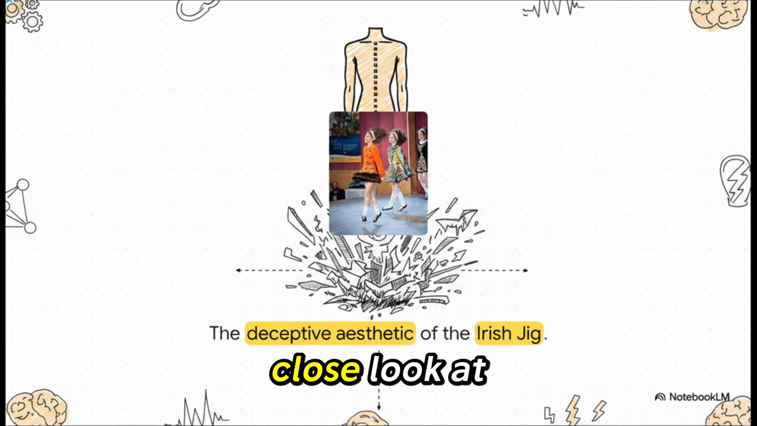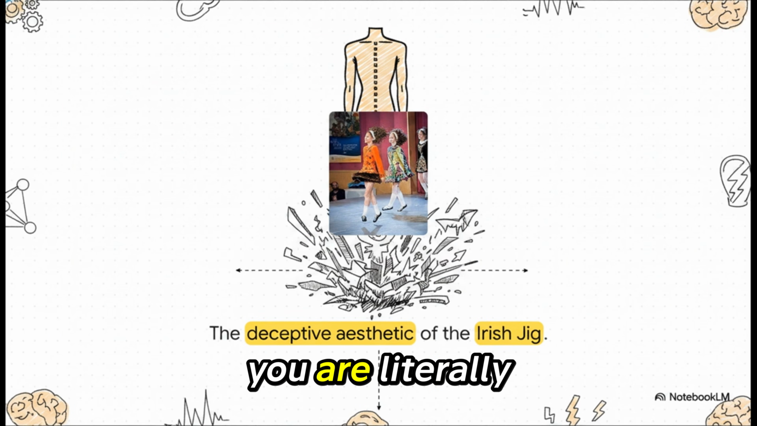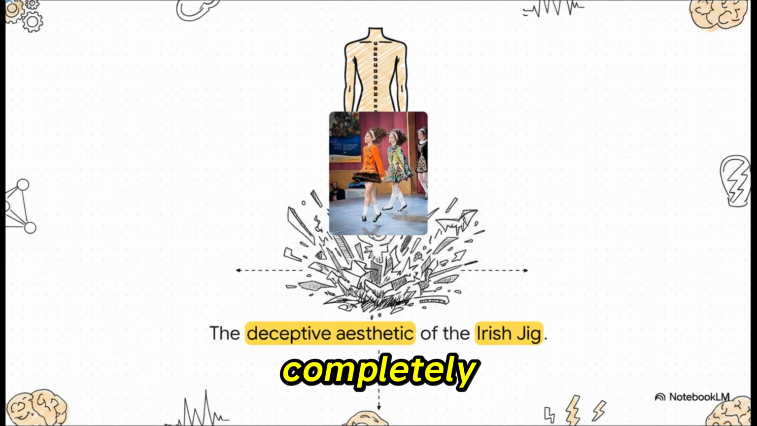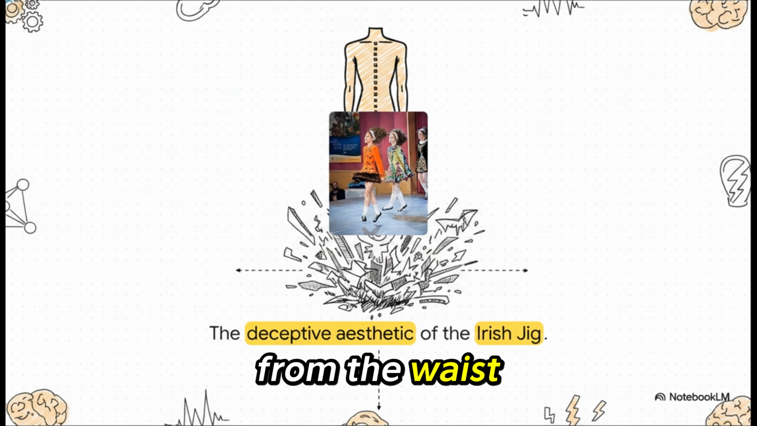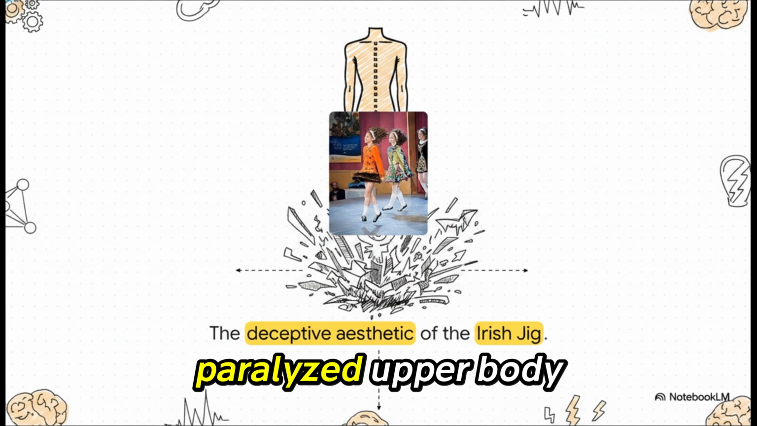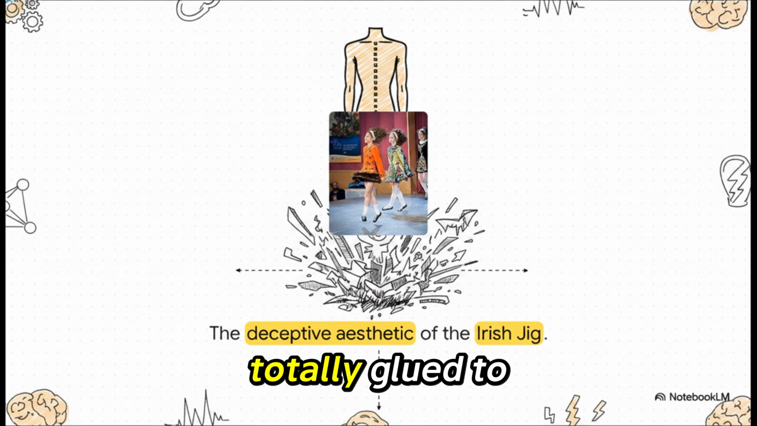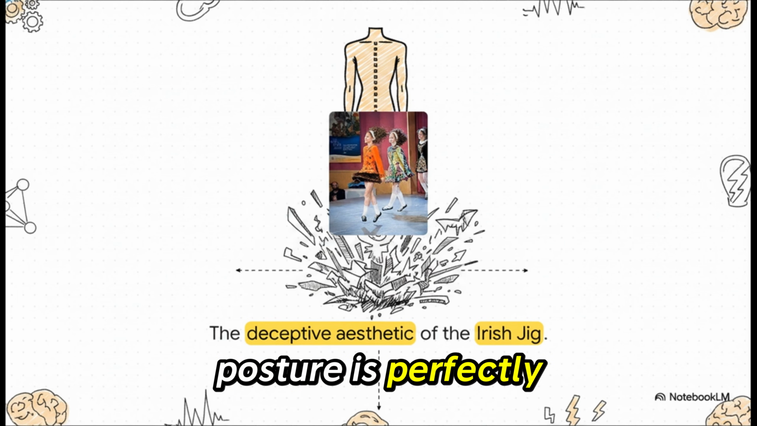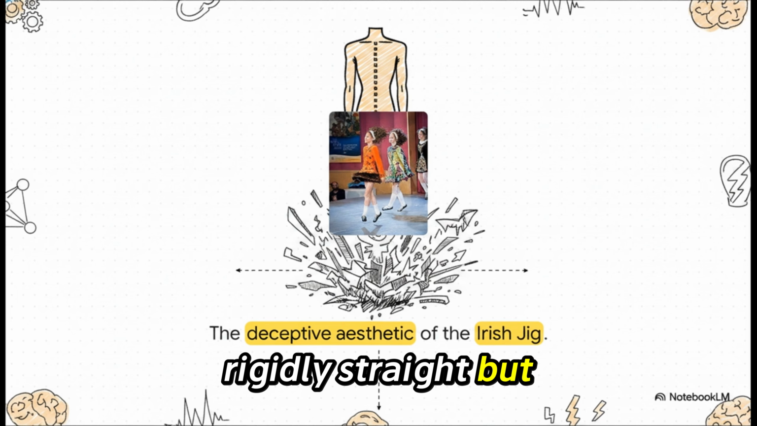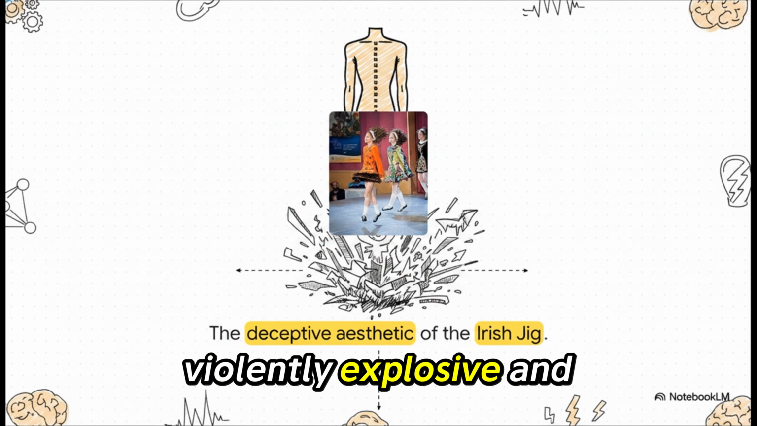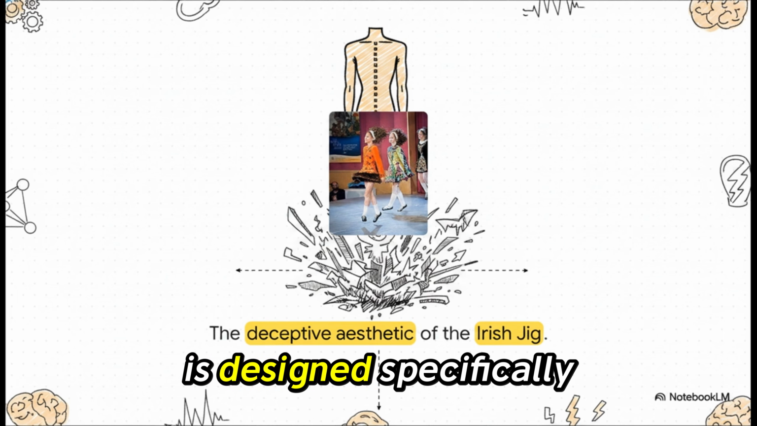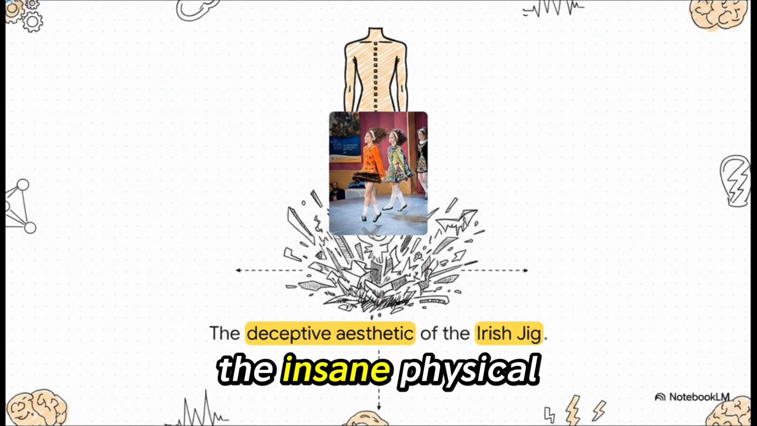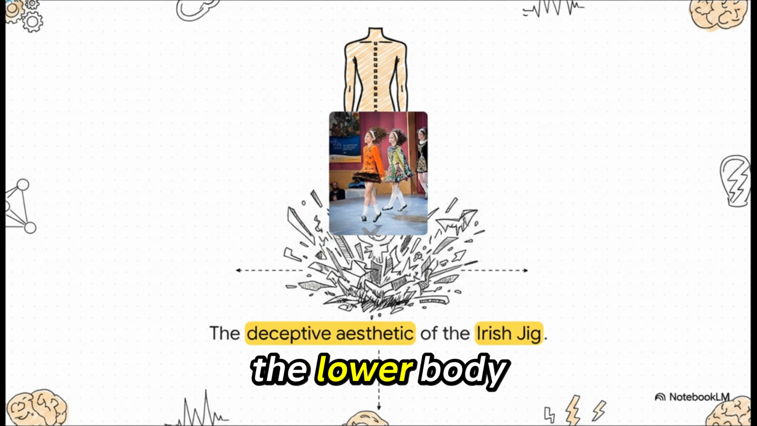Just take a close look at the dancers. You are literally witnessing a profound visual illusion. It's like 2 completely different systems are operating at the exact same time. From the waist up, it's a perfectly still, almost paralyzed upper body. The arms are totally glued to the sides. The posture is perfectly, rigidly straight. But from the waist down, it is a violently explosive and completely chaotic system. This rigid aesthetic is designed specifically to mask the insane physical forces being generated by the lower body.